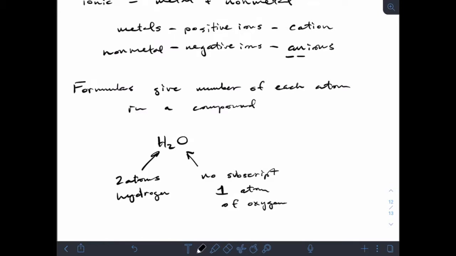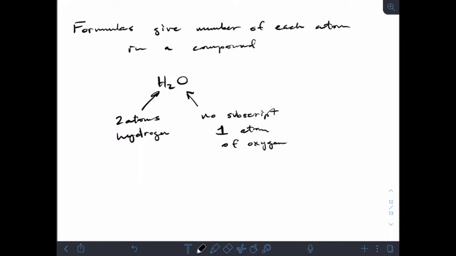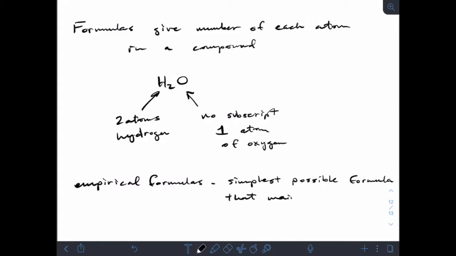Anything other than a 1, we put a subscript to tell us how many atoms of each component there are. And this is why subscripts and superscripts are important in the writing of chemistry, because they tell us various things. Subscripts tell us how many of each thing there are. Now we have two different types of formulas. We have empirical formulas, and empirical formulas are the simplest possible formula that maintains element ratios.